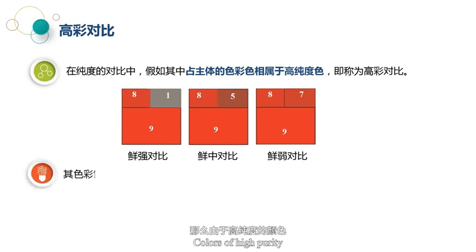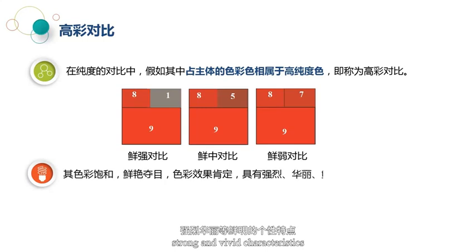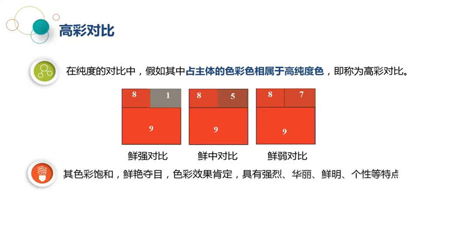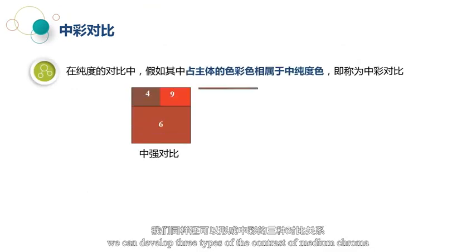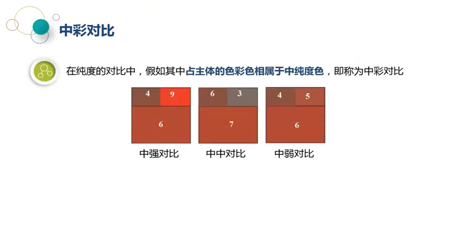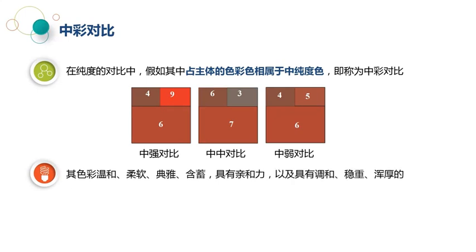Colors of high purity are usually vibrant and eye-catching, and thus they develop strong and vivid characteristics. But prolonged exposure to them can lead to visual fatigue. Similarly, we can develop 3 types of contrast of medium chroma. Colors in medium chroma are softer and more elegant, so they tend to be more appealing.